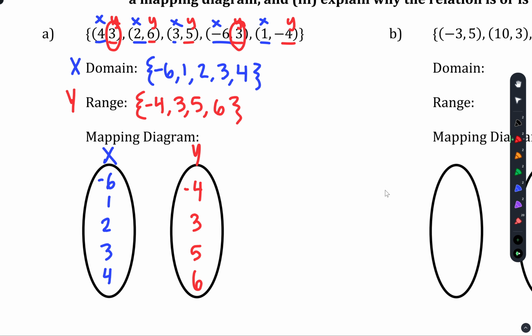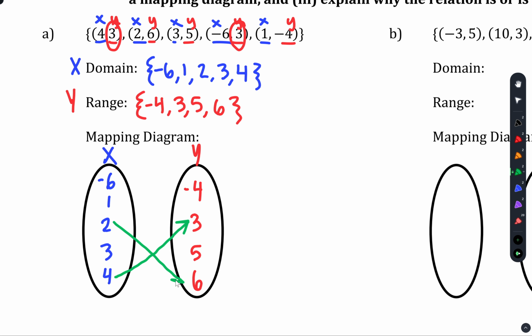Everybody with me? I'm not doing rocket science. Now, the next thing I'm going to do is the mapping part. I'm going to look at these points, which each represent a pair of an x and a y, and I'm going to draw arrows from the x's to the y's. So the first point is 4, 3. I'm going to connect up the 4 in the x column to the 3 in the y column. And I'm going to do that for all 5 of my points here.